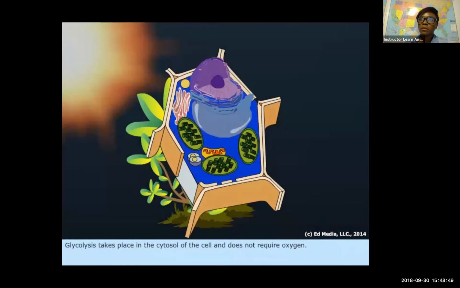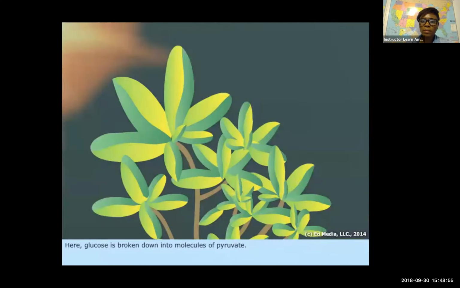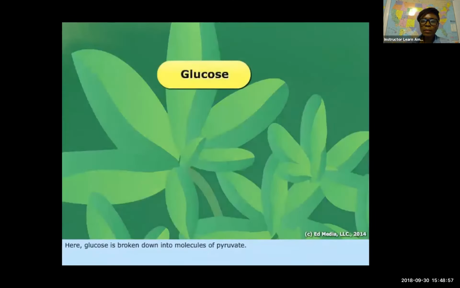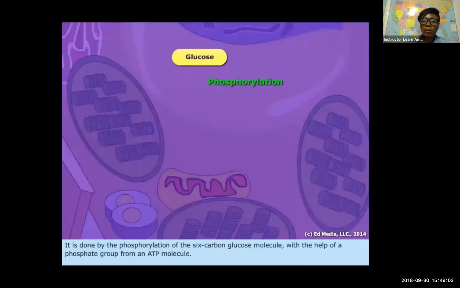Glycolysis takes place in the cytosol of the cell and does not require oxygen. Here, glucose is broken down into molecules of pyruvate. It is done by the phosphorylation of the 6-carbon glucose molecule with the help of a phosphate group from an ATP molecule.